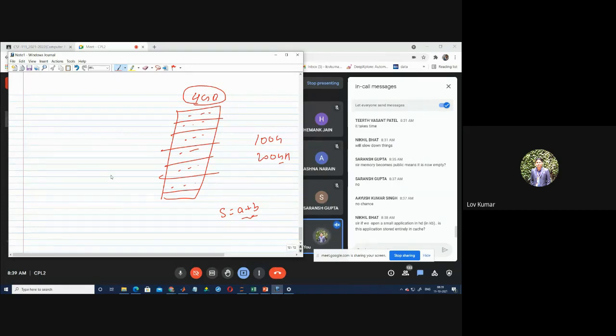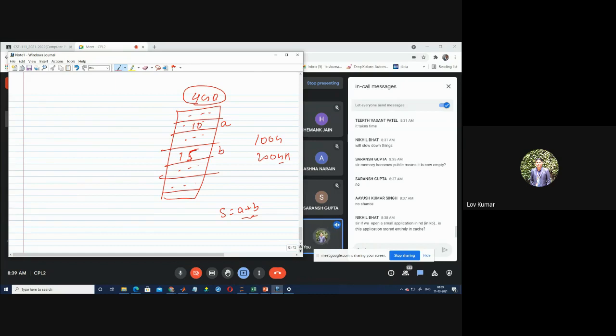Is there any vacant memory in the main memory or not? Yes, there are two memory locations vacant. You are going to store the value 10 in A, and in B you are storing the value 15.